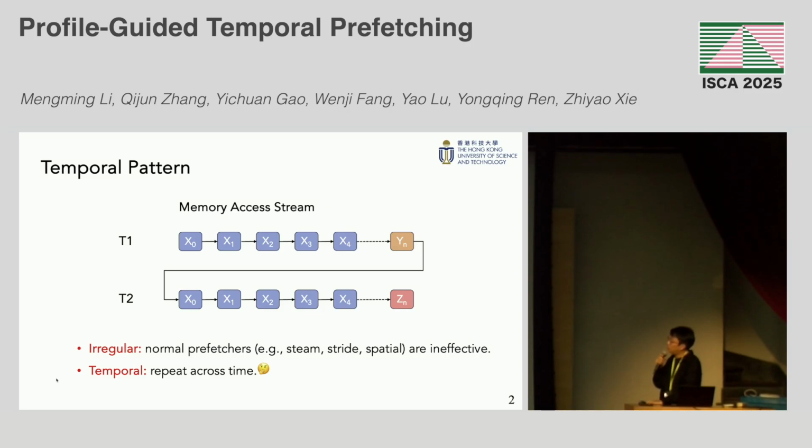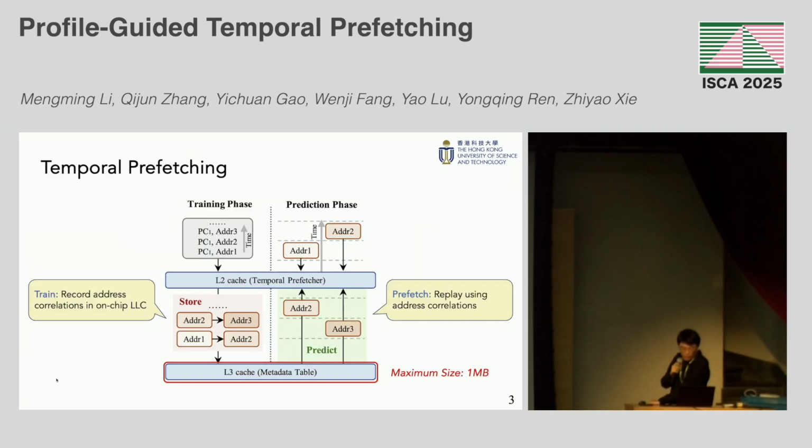For example, in this slide, at T1, a PC accesses S0, S1, S2, S3, S4, and at T2, the same PC accesses the same memory addresses. So if we remember the memory addresses at T1, we can prefetch them at T2. That's the core idea of temporal prefetching.